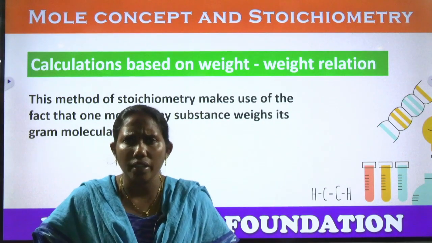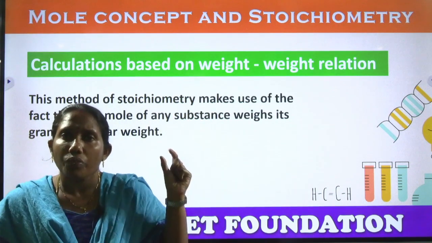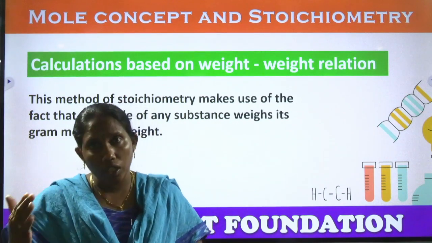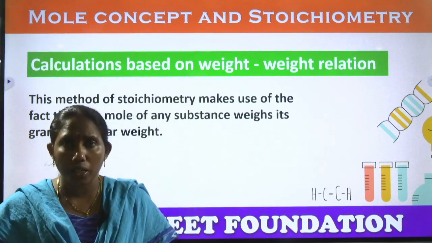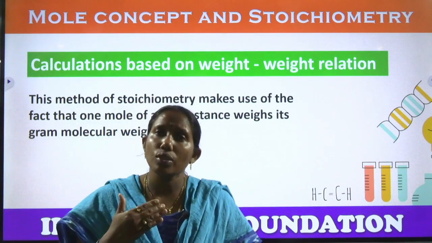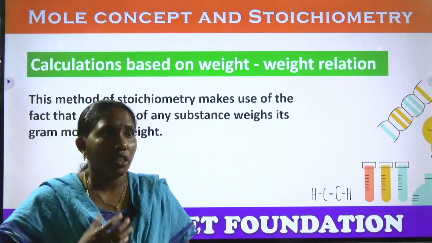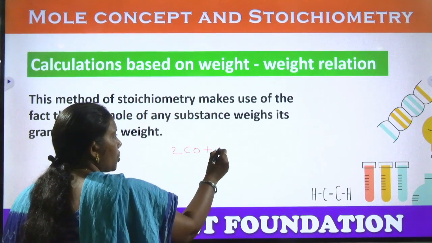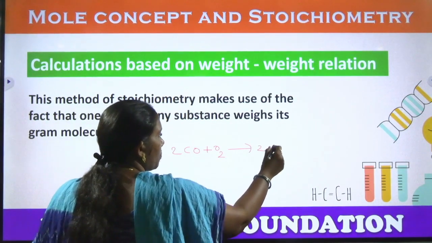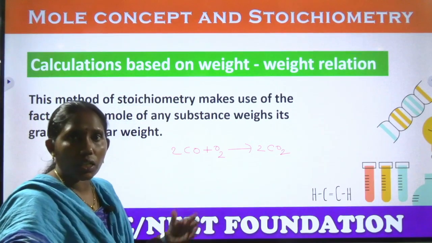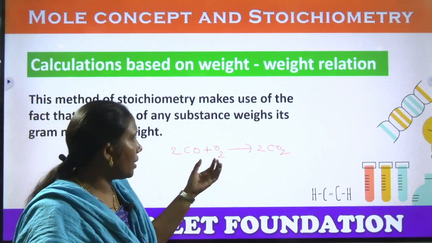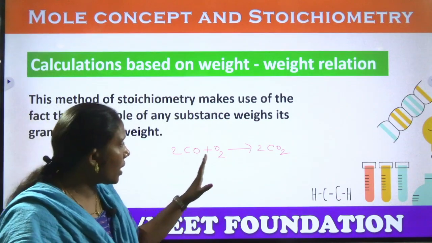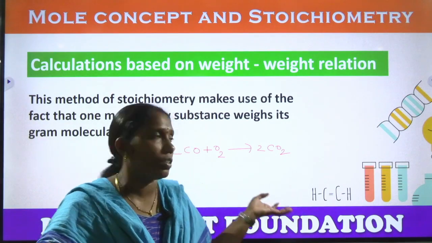So what is this weight relationship? In the previous session, we saw that one chemical equation can be represented in molecular, molar, weight and also volume terms. Suppose you have the equation 2CO plus O2 gives 2CO2. Suppose this is the given chemical reaction, and he is asking us to calculate for the carbon dioxide, meaning when 2 grams of carbon monoxide reacts with oxygen, how much carbon dioxide is formed.